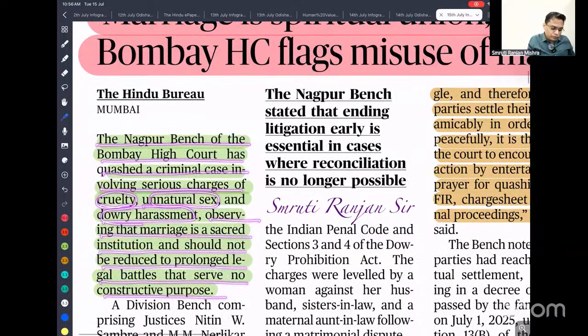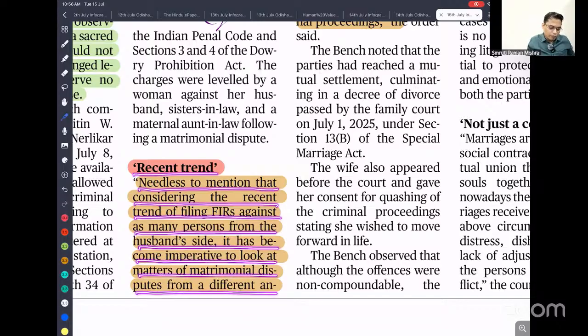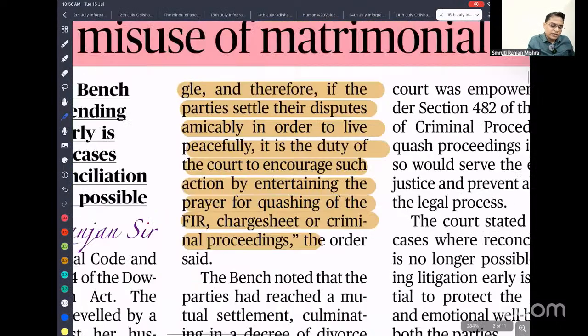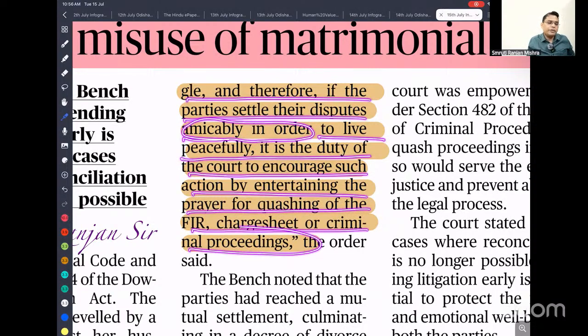Okay. So needless to mention, considering the recent trend of filing FIRs against many persons from the husband's side, it has become imperative to look at matrimonial disputes from different angles. Therefore, if the parties settle their dispute amicably, meaning peacefully, to live peacefully, it's the duty of the court to encourage such action by allowing the prayer for squashing the FIR, charge sheet, and criminal proceedings.